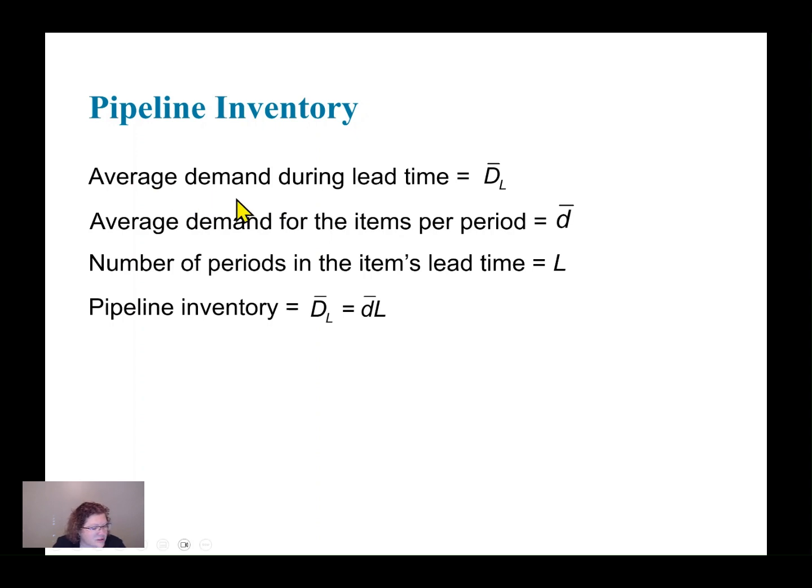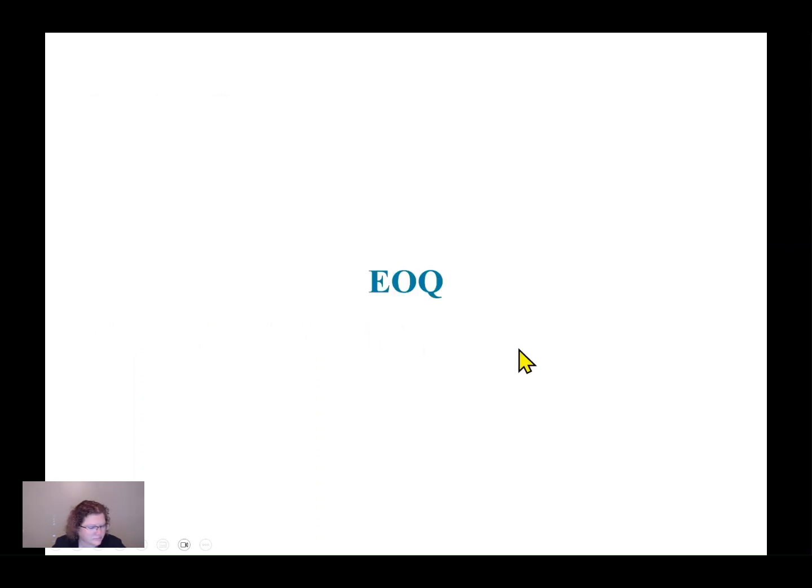So we have our average demand during our lead time being the period of time I'm waiting on an order to arrive. We have average demand for items per period. This could be per day or per week. We have number of periods in the lead time. So the number of days or number of weeks that I'm waiting after I place an order. And therefore, my pipeline inventory is demand per period times number of periods.